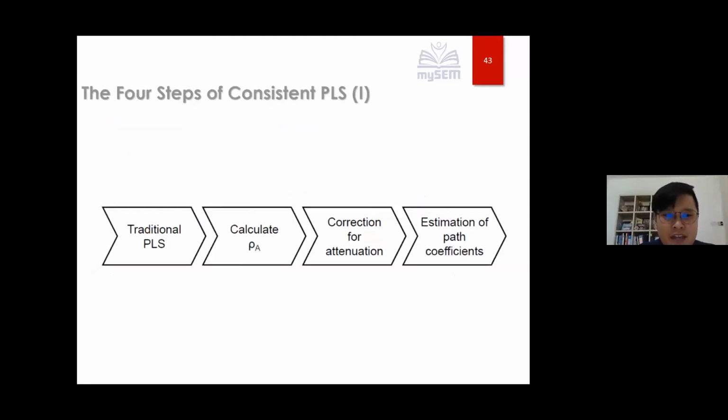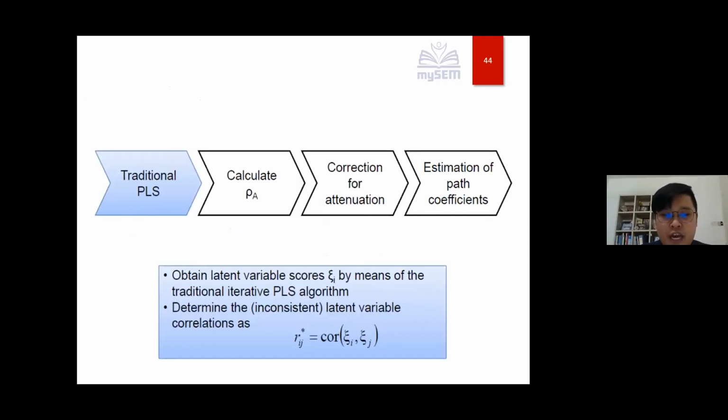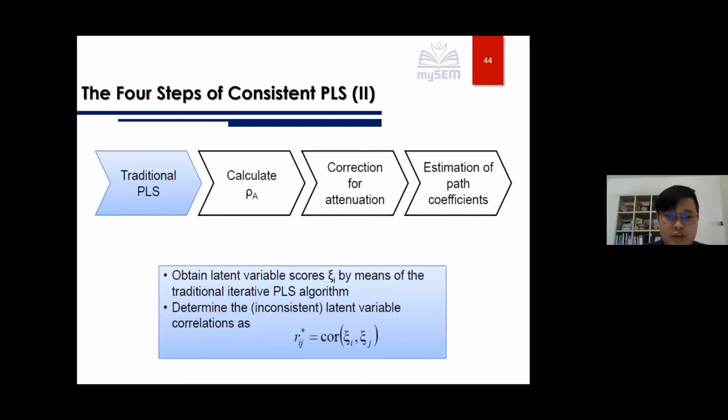estimation. And from that itself, since the purpose of PLS consistent, or consistent PLS, is to correct the correlation between two variables, which is X and Y, therefore it follows 4 steps of formula. First, it generates the traditional PLS result. In the traditional PLS result, the main purpose is to calculate the correlation between two variables and get the latent variable score. And this latent variable score can easily be done in the PLS algorithm iterative software program.